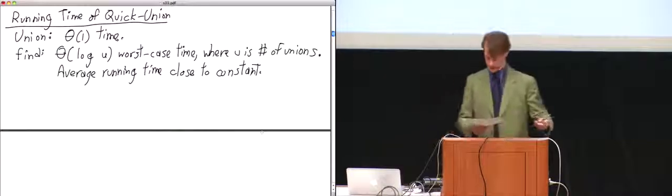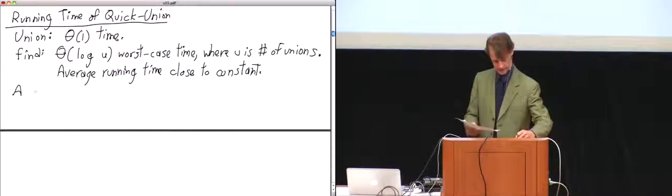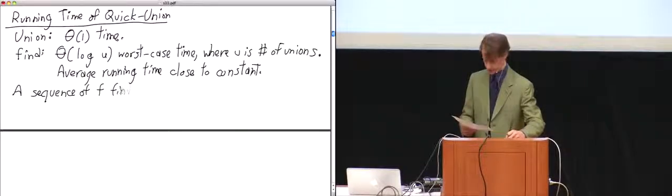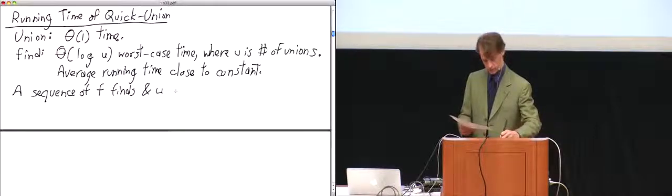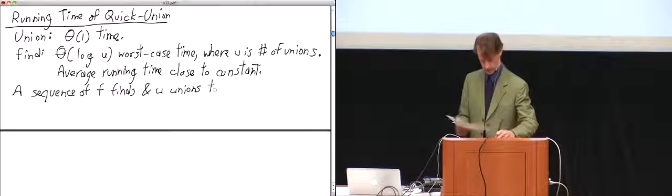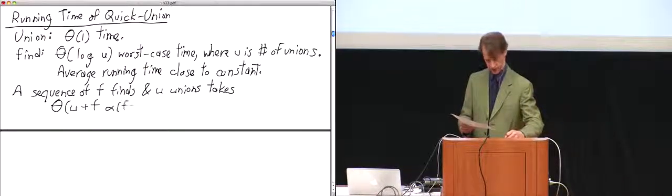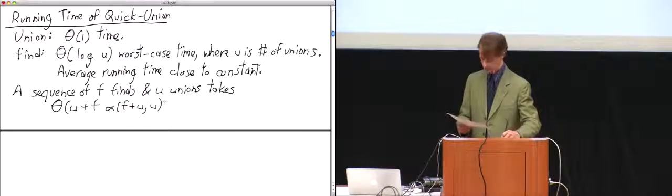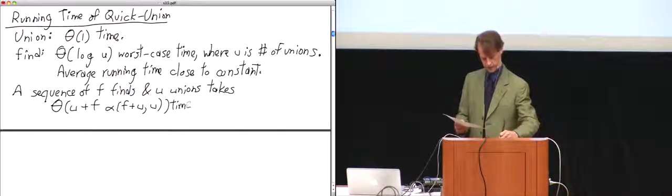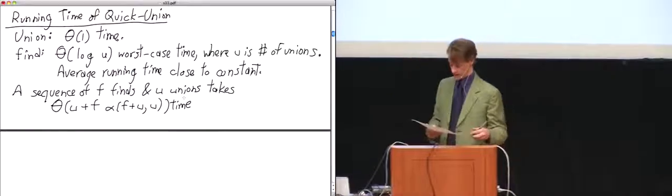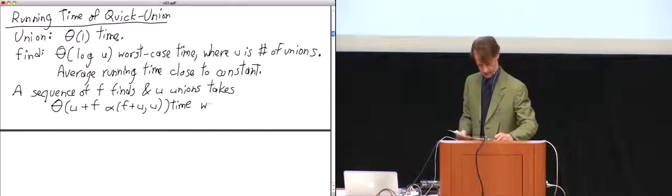But here is the bottom line. If you do a sequence of F find operations and U union operations, then the total running time for that is big theta of the number of union operations plus the number of find operations times this weird function, alpha of F plus U and U. That alpha is the average running time of a find operation. And that's the worst case running time.